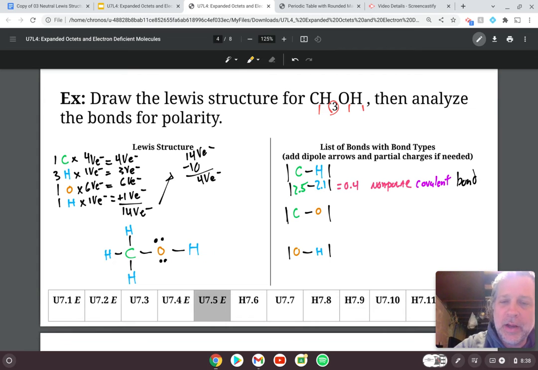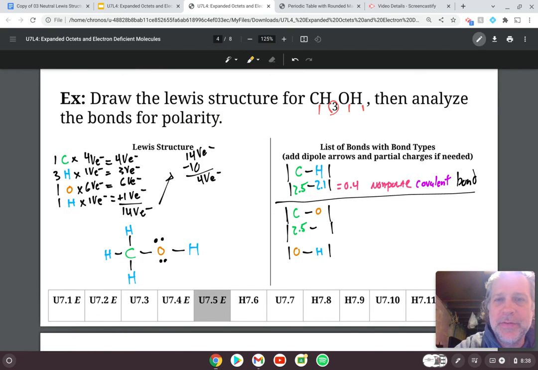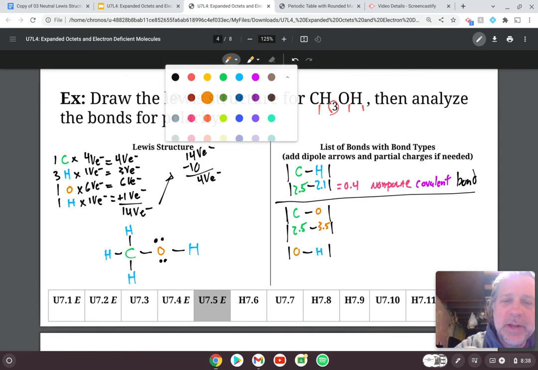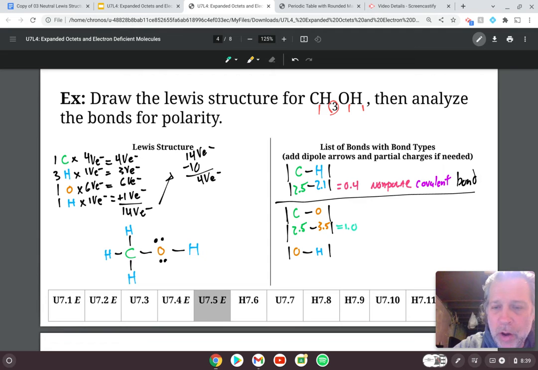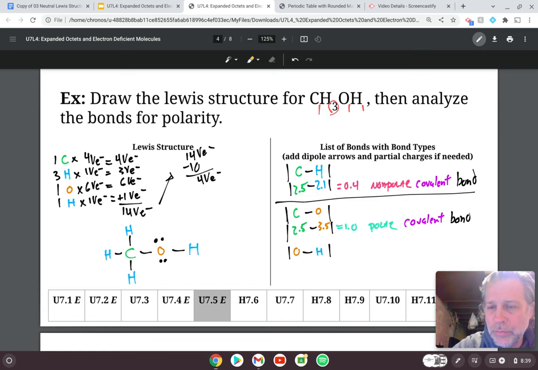All right, let's take a look at carbon and oxygen. Okay, so I can remember because I don't have to remember. I can see it. Carbon is 2.5. Man, I can't remember what oxygen is off the top of my head, so I've got to go check. Oh, it's 3.5. So oxygen is 3.5. And 2.5 minus 3.5 is 1.0. So that is a polar covalent bond. All right, so that means I've got to do something there, and we'll deal with that in a minute.